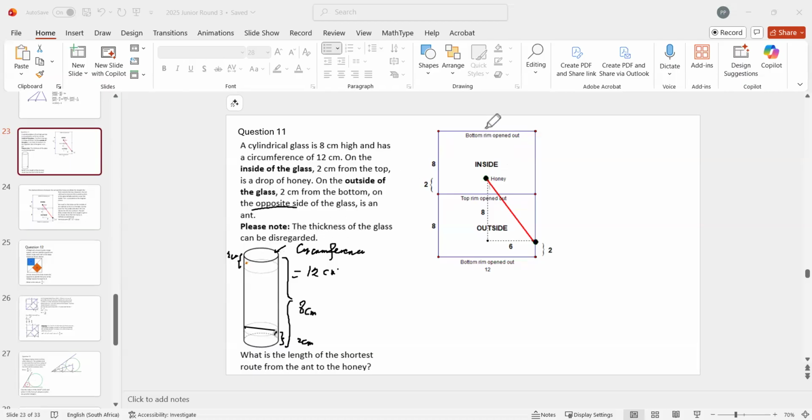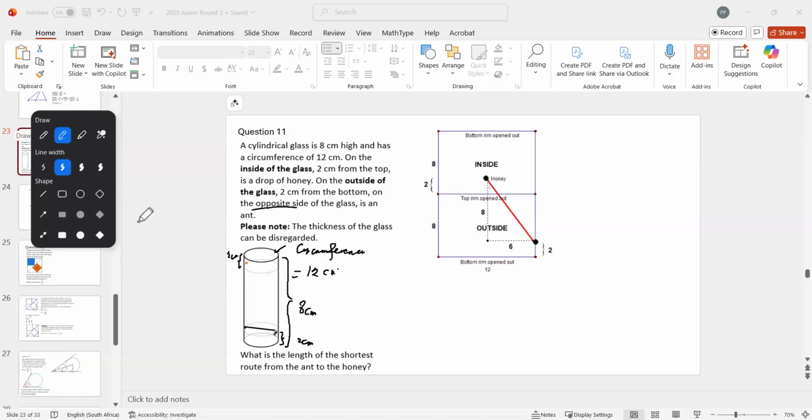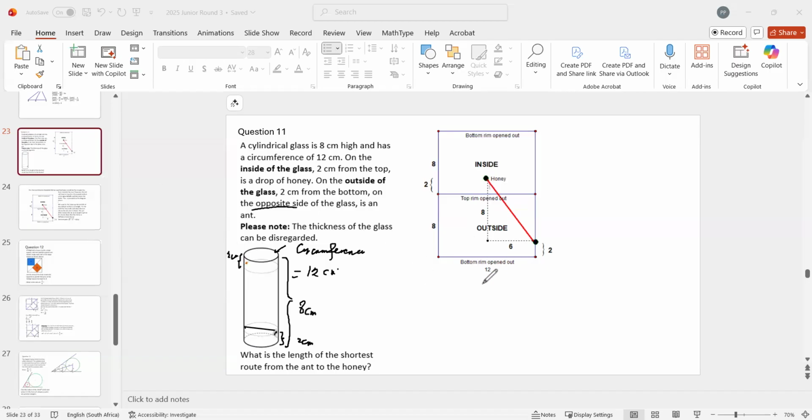Right. Wow, what happened? My thing is disappearing here. Why is my writing disappearing? Oh, because I chose the wrong pen.